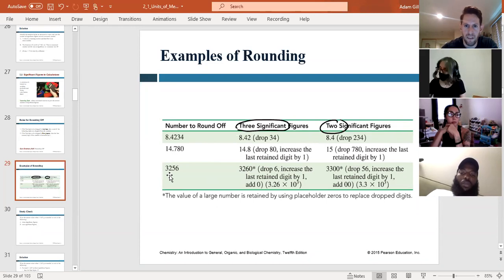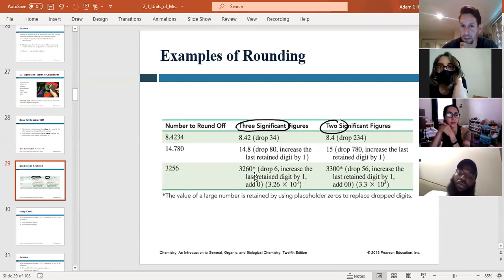3,256, right? If you want to round it to 3 sig figs, you want to round the 3rd number here. So you look to the right. 6 is higher, so you'd round it up to 3,260. Right? So there's 4 numbers here, but remember, a 0, if there's no decimal and it's at the end, is not a significant figure. So 3,260 is 3 sig figs.